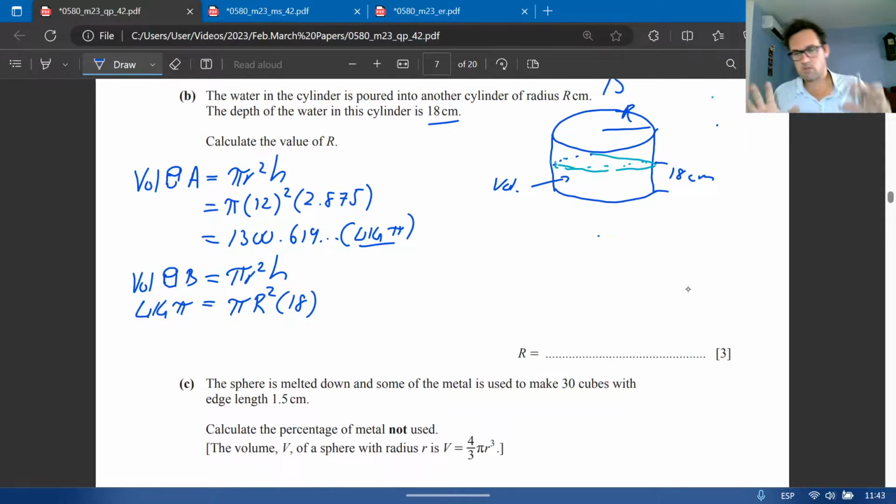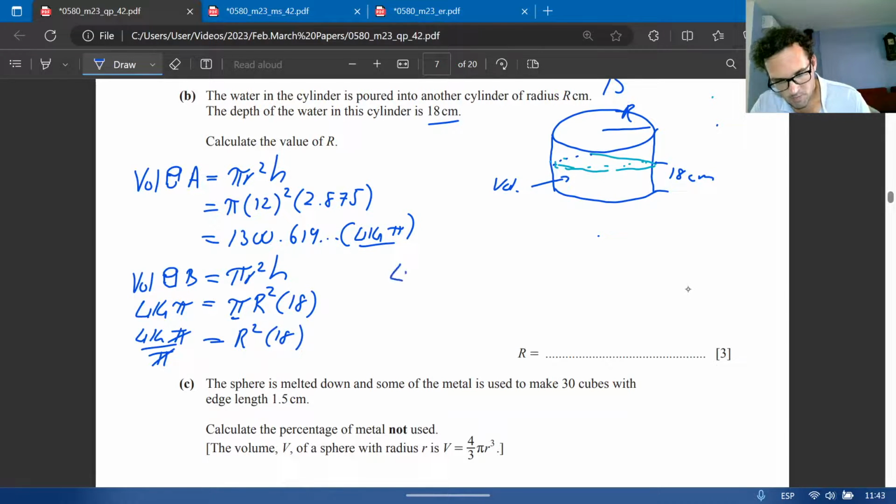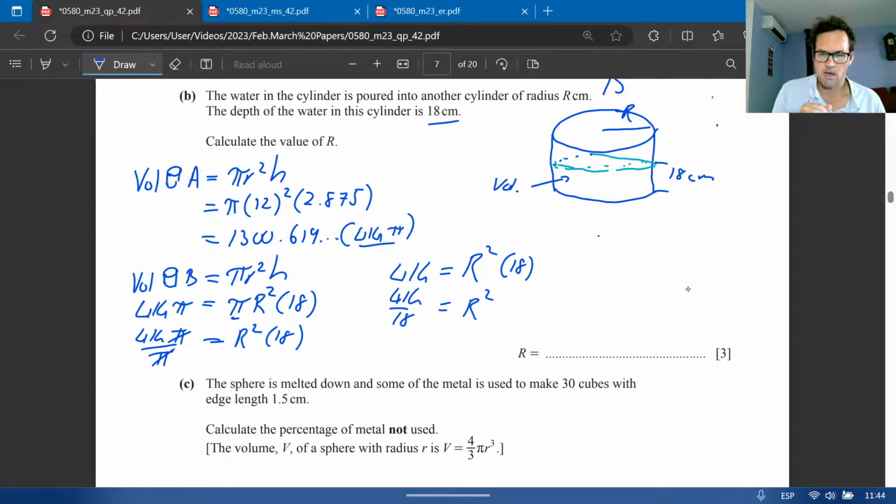Okay, let's move stuff, get rid of stuff. So first, the pi: move it to the other side, divide both sides by pi. That's neat because that would just cancel the pi's. So we're left with 414 equals r squared times 18. Then divide both sides by 18. I'll divide the 18 on the other side, which I will do in a minute.